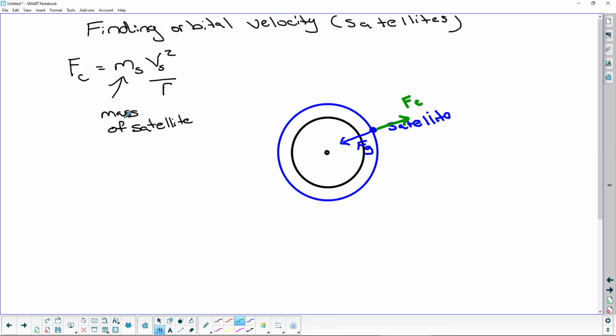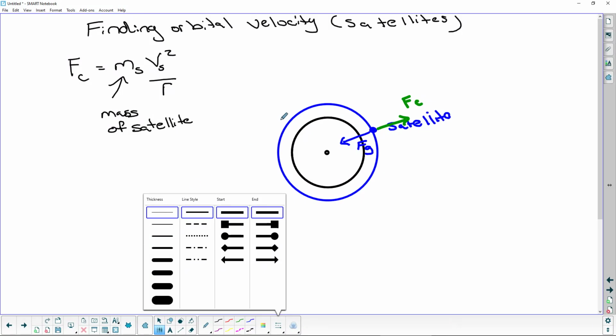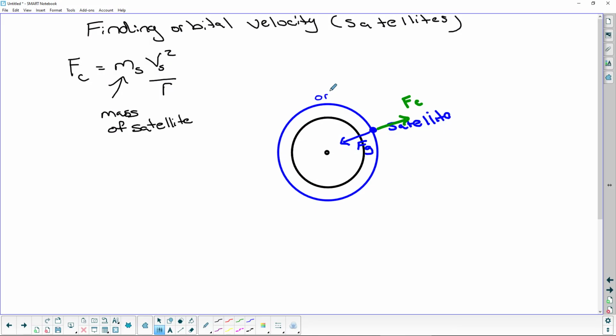Now the force of gravity we can calculate by using universal gravitation. So that's this satellite in orbit. We have an equal centripetal force and a force of gravity keeping it in this orbit. So this blue is our orbit around Earth. This is Earth. So how do we get our satellite? Let's get our force of gravity.